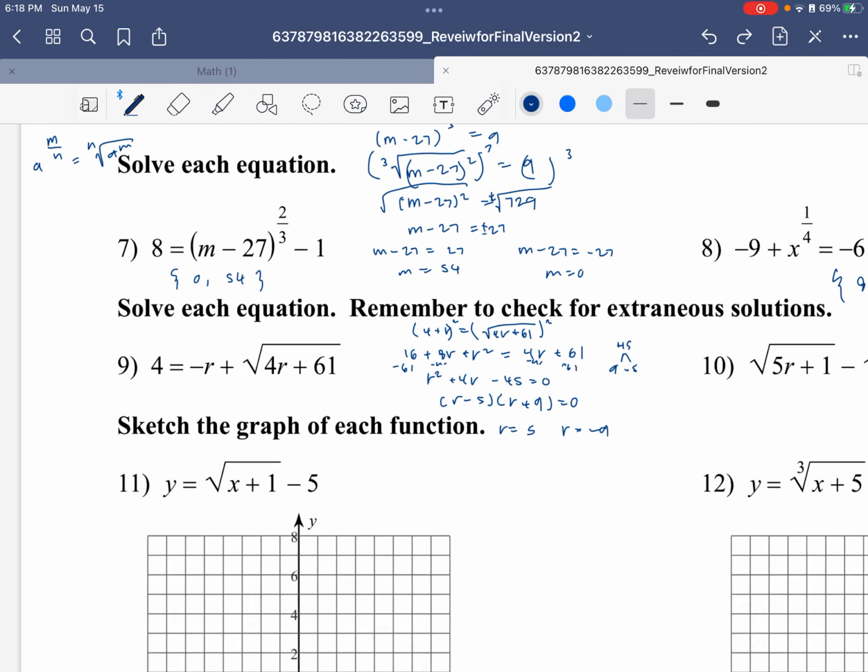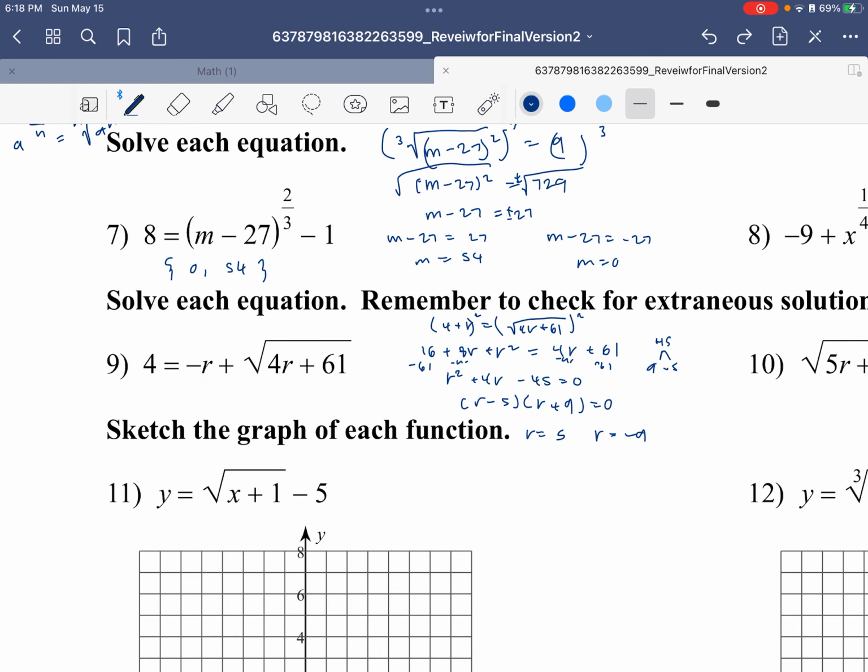So to do that, we're basically going to plug in these values back into our equation. So let's plug in 5 first. So we have 4 equals minus 5 plus the square root of 4 times 5 plus 61. 4 times 5 is 20. Plus 61, 20 plus 61 is 81. Square root of 81 is 9. And we have 4 equals 4, and that is true. So we know 5 is a solution.